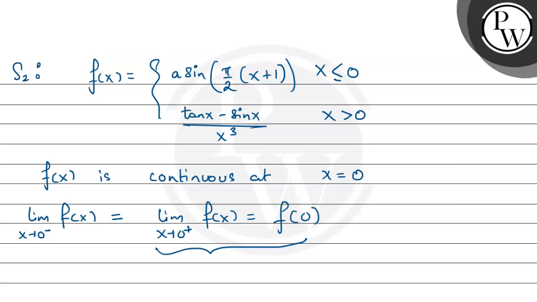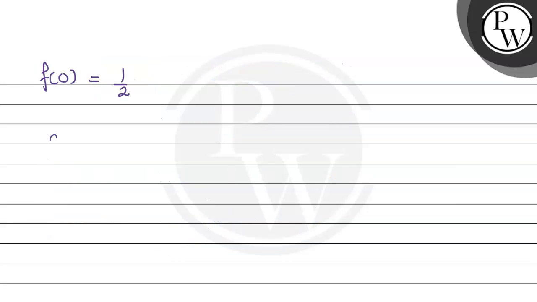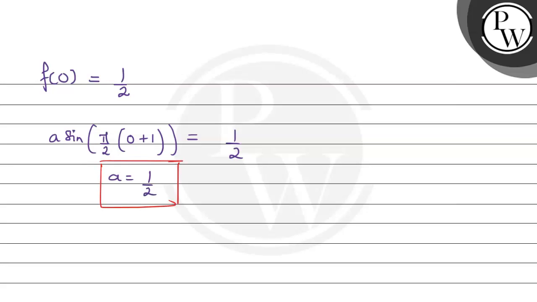टाइम्स x प्लस 1. सो हियर वी हैव a टाइम्स साइन ऑफ पाई बाई 2 टाइम्स 0 प्लस 1 इक्वल्स हाफ. अब यहाँ पर क्या आ जाएगा, साइन पाई बाई 2 दैट इज 1. सो a इज इक्वल्स टू हाफ. सो दिस इज आवर कंडीशन फॉर f to be continuous, and so therefore S2 is true.